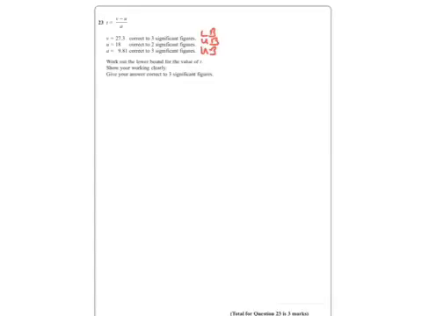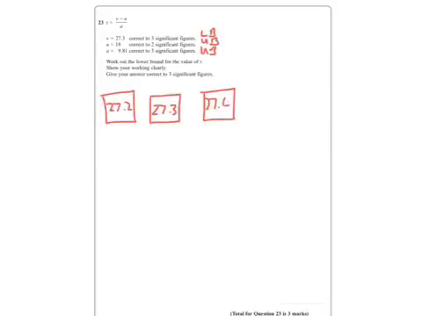So the lower bound of v. It's correct to three significant figures, so it's going to be 27.2, 27.3, 27.4. Where's the fence going to be? I want the lower bound, so I want this one, so it's going to be 27.25.